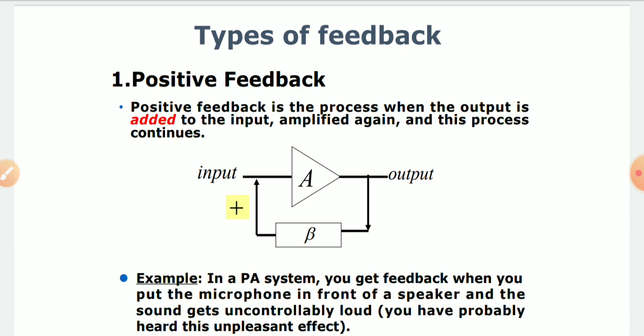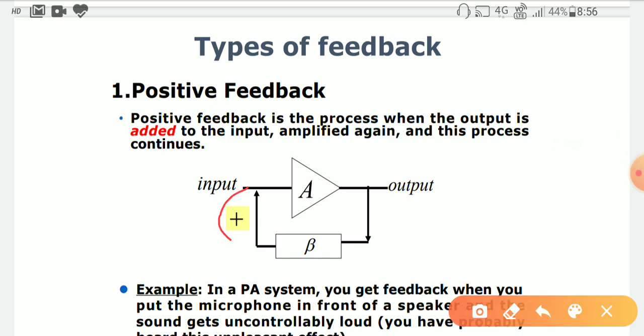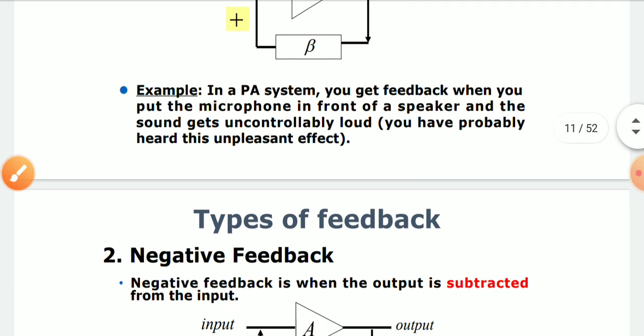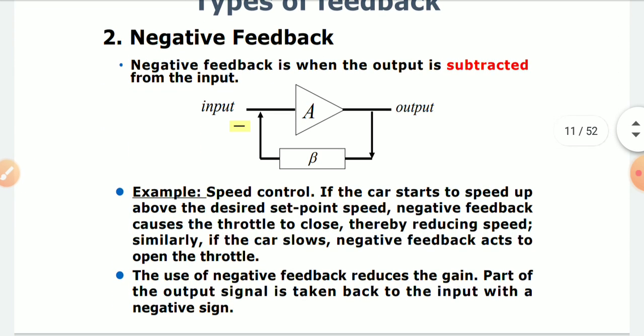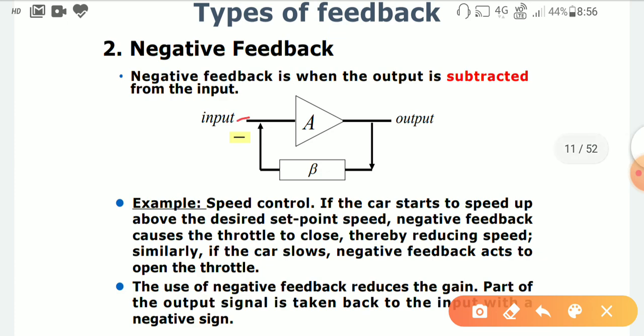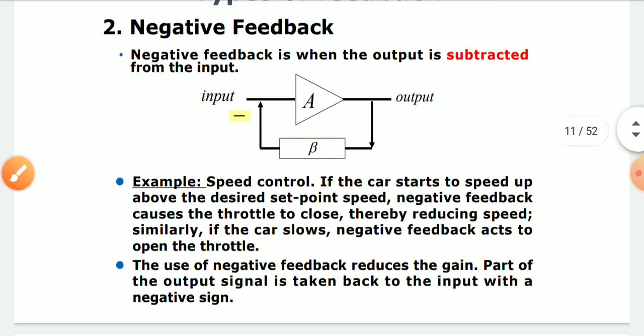Positive feedback is the process where the output is added to the input and amplified again, and this process continues. Look, I already told you this is the additive nature. For the negative type of feedback, the feedback will be negative. If we consider the previous case or speed control, these are typical examples of a negative feedback amplifier.